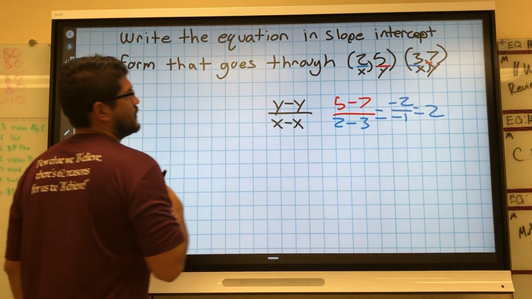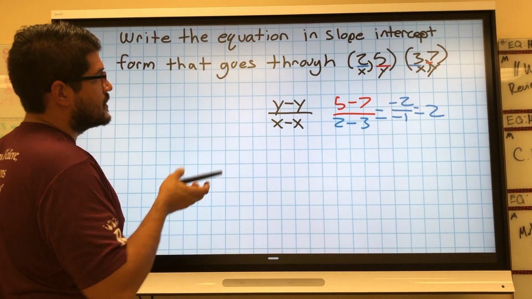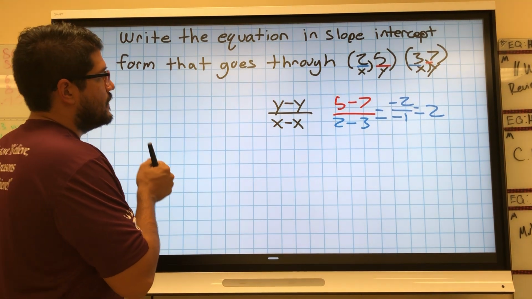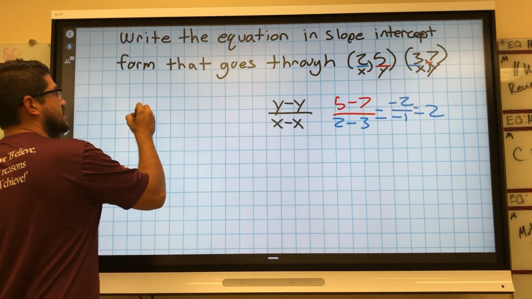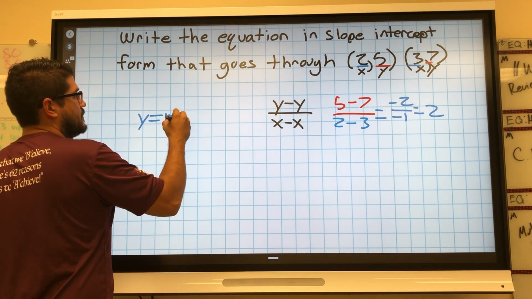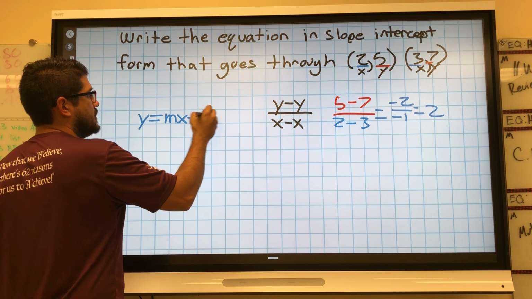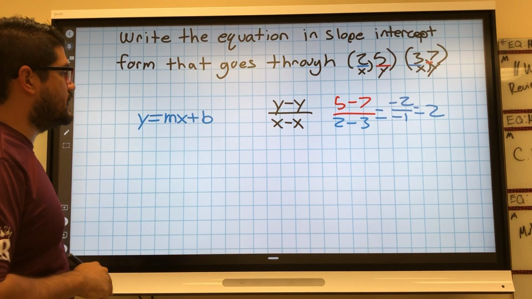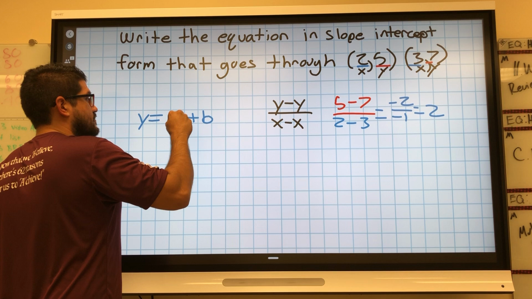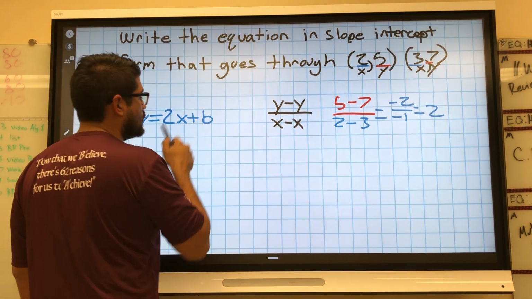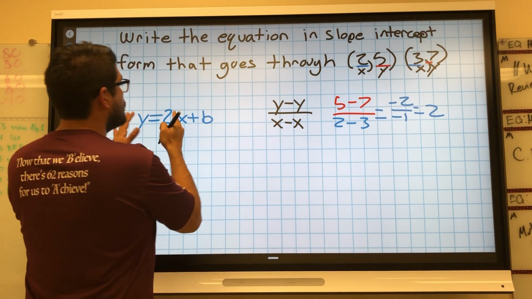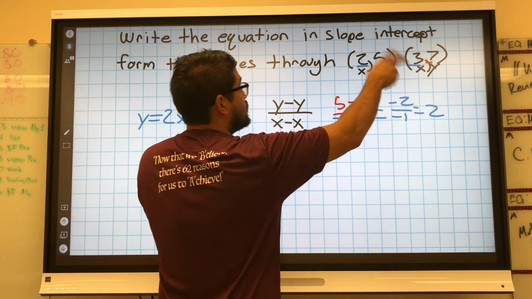Now, we're going to figure out what the y-intercept is. Okay? So the equation is like this. y equals mx plus b. There's a little bit of lag on my board here. So we know what m is. So we know that's 2. Okay? What we don't know is b. But we do know these 2 points. It goes through both of these points.